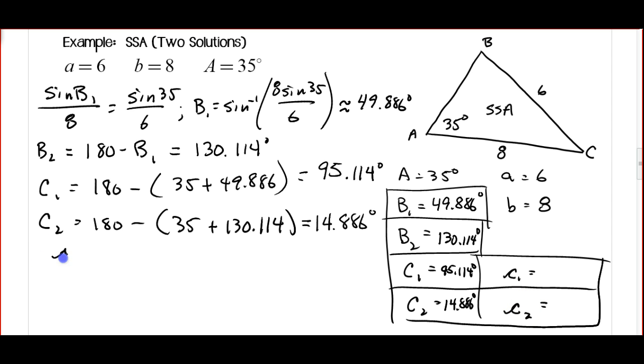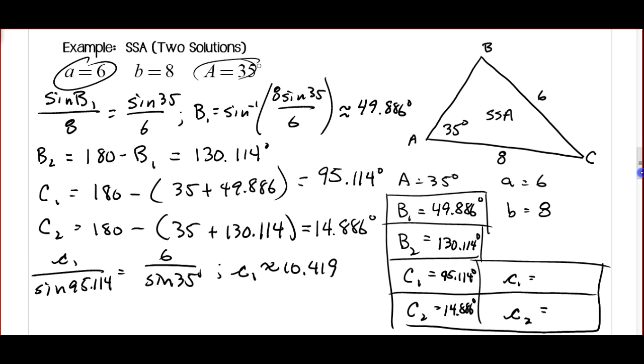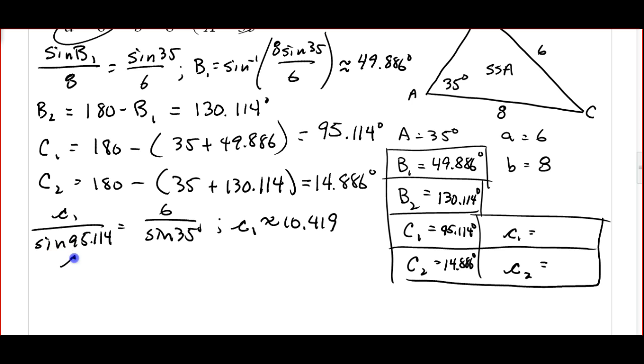And then I'm going to use angle C1 to find side C1 and angle C2 to find side C2. So I've got C1 over the sine of 95.114 is equal to 6 over the sine of 35. I always go back to the information that I'm given here because I know it's correct. So I've got C1 is about 10.419, and then I've got C2 over the sine of angle C2, which is 14.886, is equal to, again, 6 over sine 35.